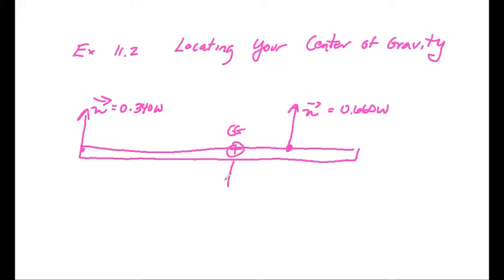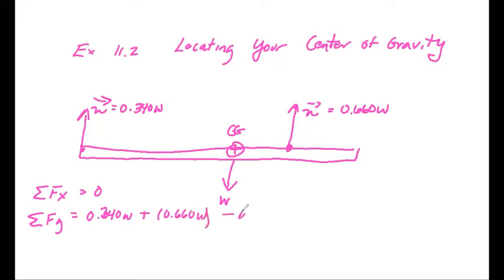And that's going to be where the weight is centered, if you will. Now we're going to do the sum of the forces in the X, the sum of the forces in the Y, and the sum of the torques. The sum of the forces in the X is going to equal 0. There's no forces in the X, they're only in the Y. The sum of the forces in the Y is going to equal 0: 0.340 weight plus 0.660 weight minus W equals 0. That just totally makes sense.